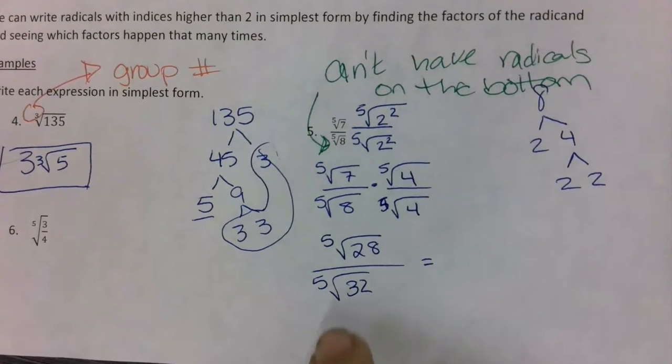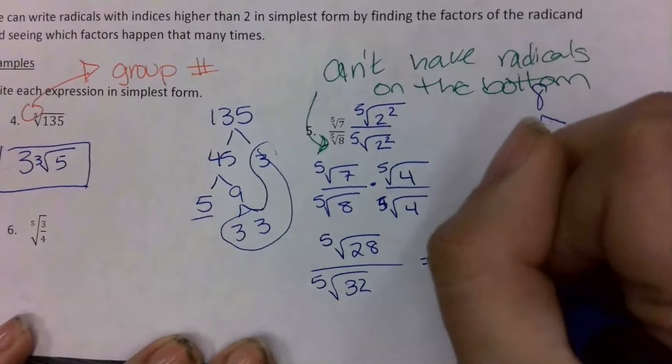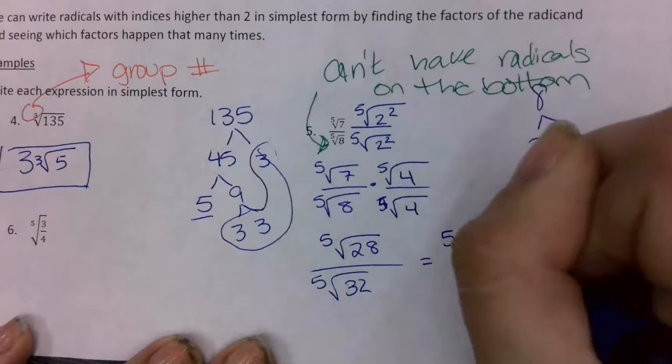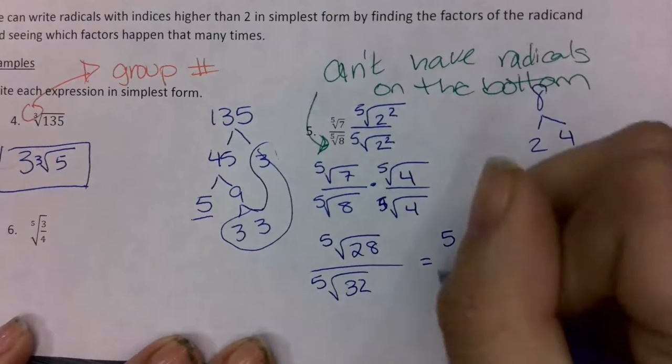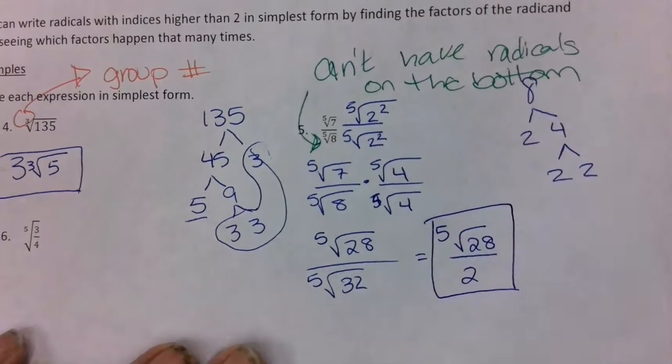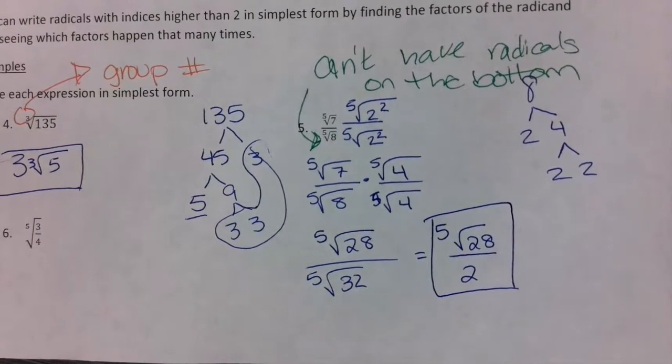I can take the 5th root of 32. Type it in the calculator. 2. That's the answer, because I can't have radicals on the bottom.